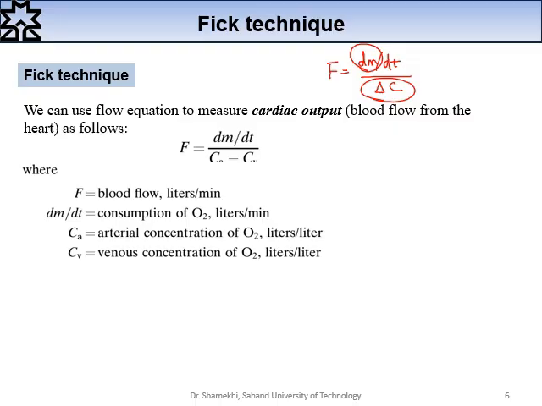We can use the flow equation to measure cardiac output, and also, as you can see, we replace the delta C with this simple equation. Ca is arterial concentration and Cv is the venous concentration of O2 in liters per liter. dm divided by dt is the consumption of O2 and F is the blood flow.